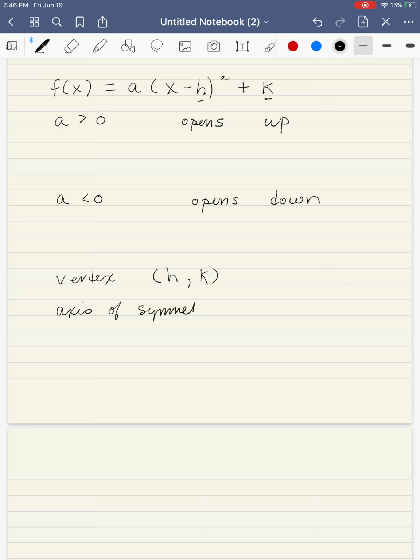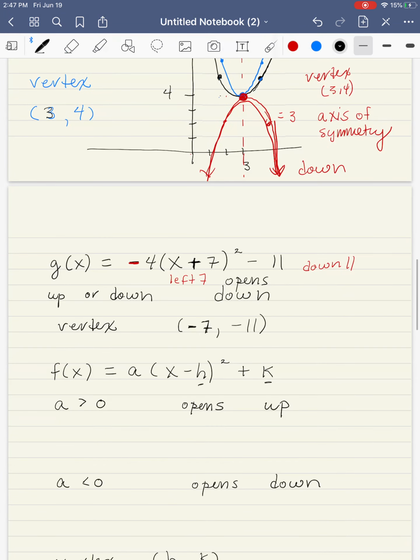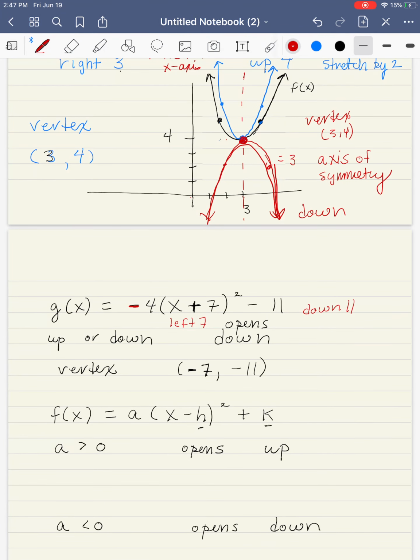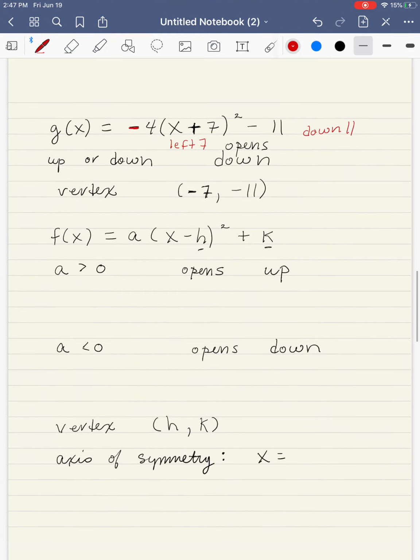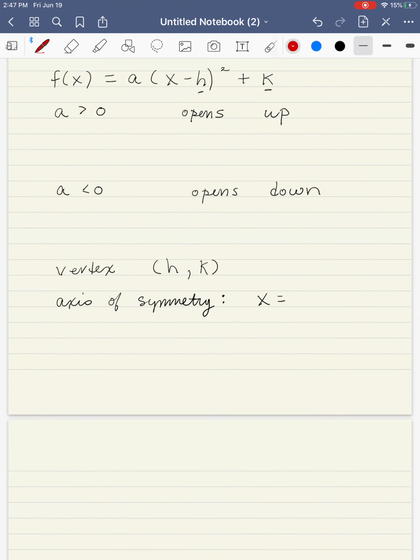What about the axis of symmetry? We know it's going to be a vertical line, x equals something, a vertical line. If we look here, we see that that axis of symmetry is always going to go right through the vertex. So it's going to be the vertical line through the x coordinate of the vertex, which is h. So our axis of symmetry is x equals h.